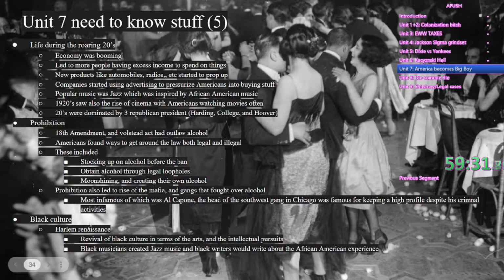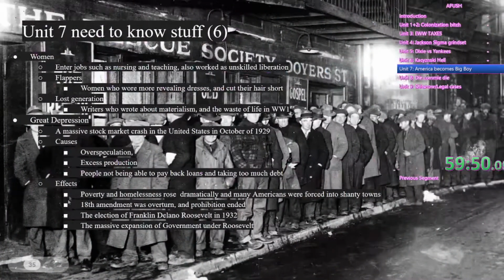Now, for black culture, the Harlem Renaissance was basically a revival of black culture in terms of the arts and intellectual pursuits. Black musicians created jazz, and black writers would write about the African American experience. Women entered jobs such as nursing and teaching, and also worked as unskilled labor.